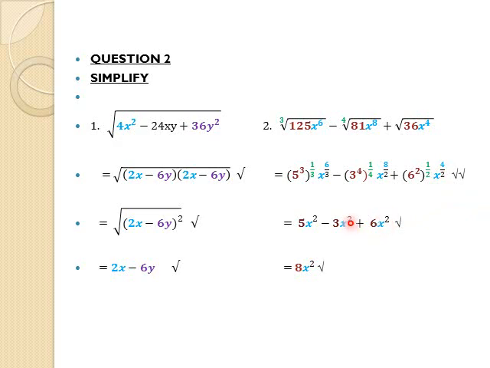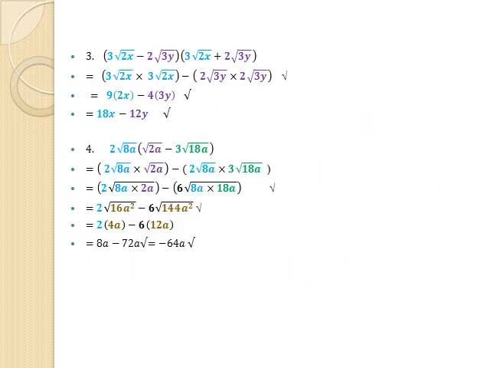Now I have x squared, and x squared. So therefore I can add the coefficients, 5 plus 6, which gives me 11. 11 minus 3 then gives me 8. So that becomes 8x to the power 2. Right? Let's look at problem number 3.